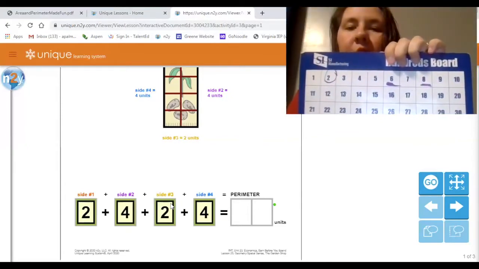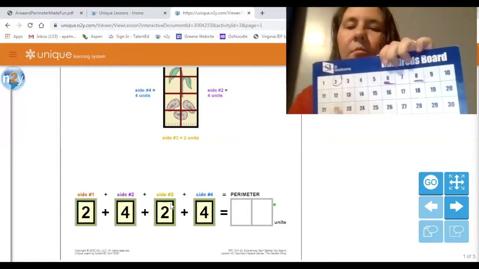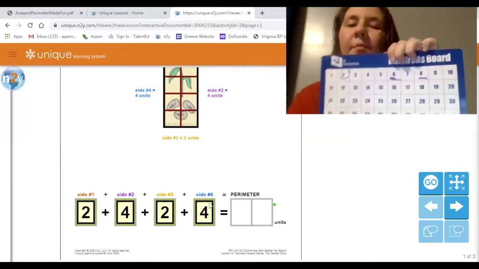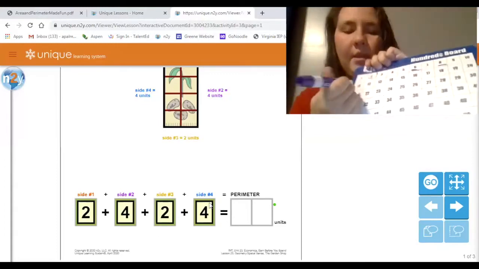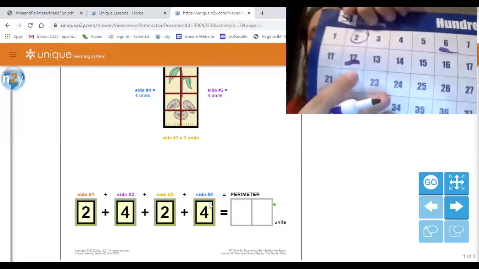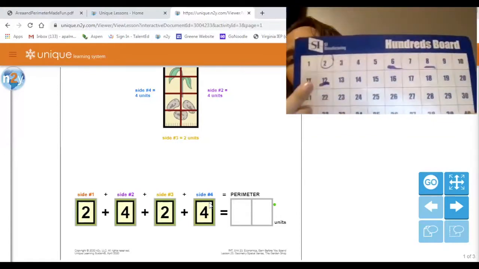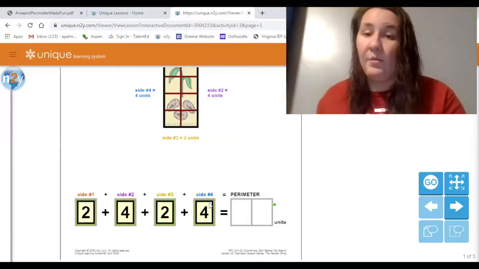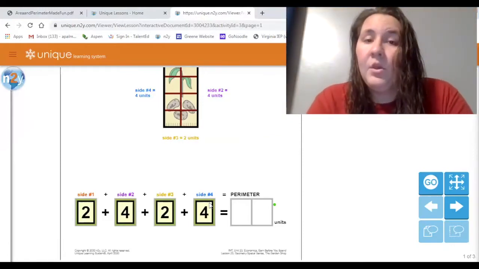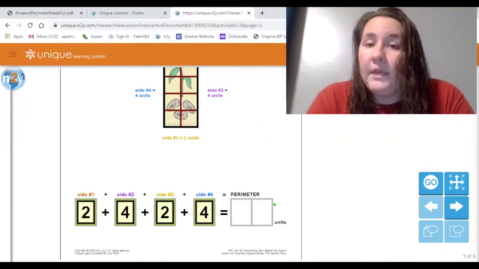I'm not done just yet because I only have 3 spots with purple on my hundreds chart. So I have 1 more side. I'm going to count 4. 1, 2, 3, and 4. And there's my answer, okay? 12. And I know I got all my sides because if I count how many spots I have on my hundreds chart, it's the same number as the sides on my shape, right? So that's what we worked on yesterday.